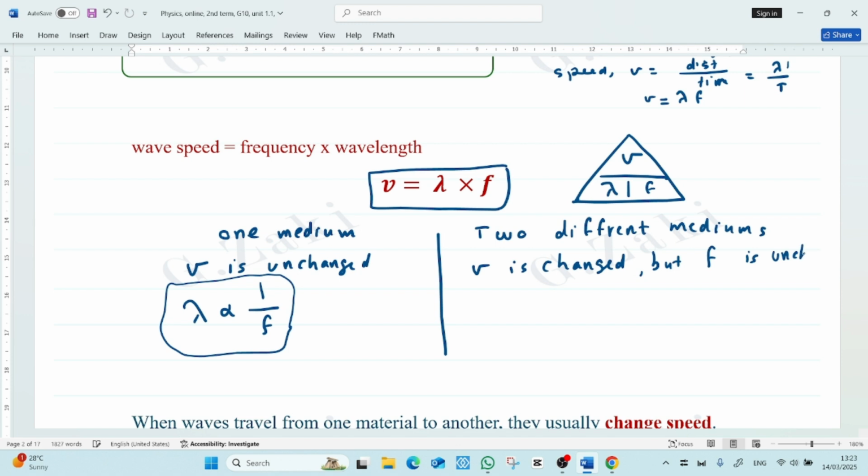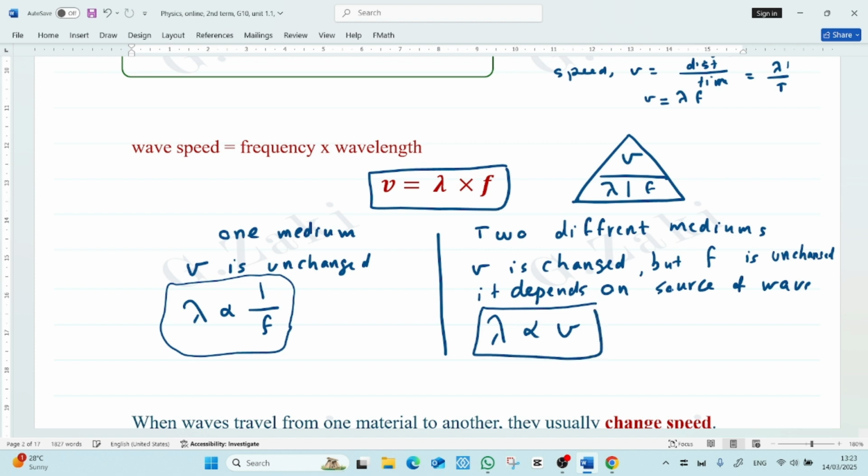Why? Because it depends on the source of the wave. Then the relation between lambda and wave speed is direct. So lambda is directly proportional to the speed.